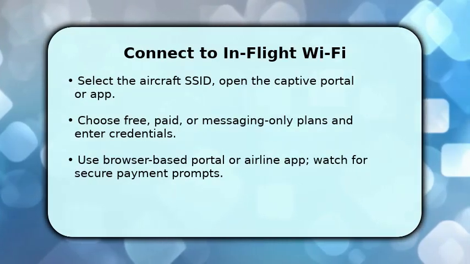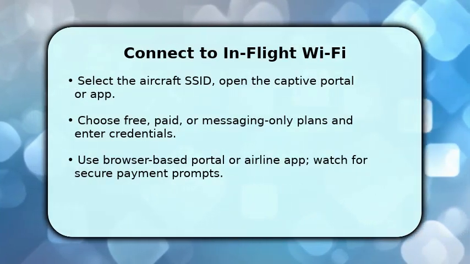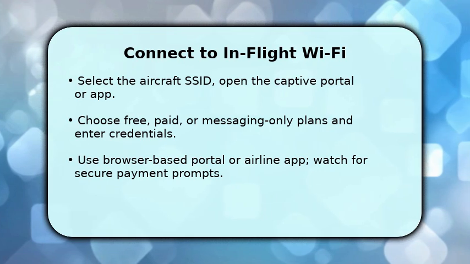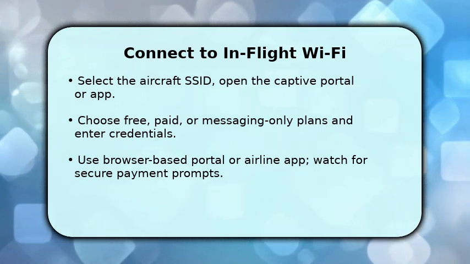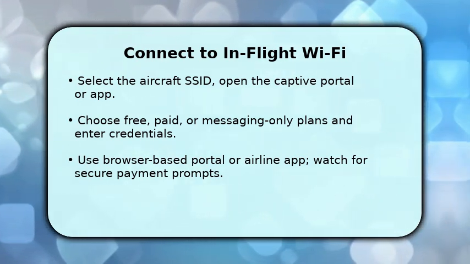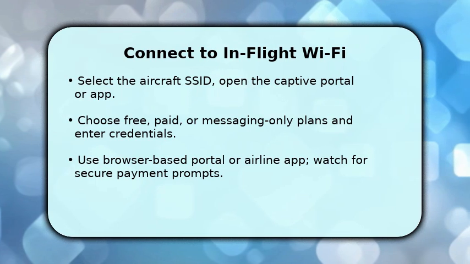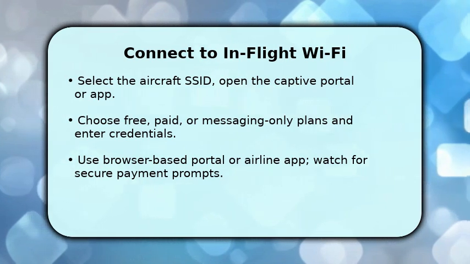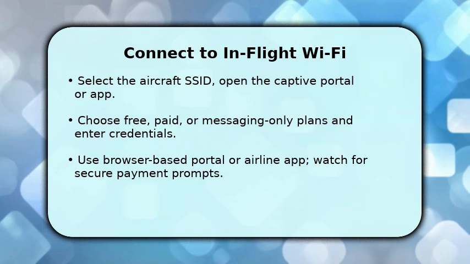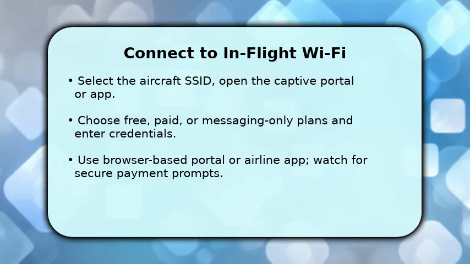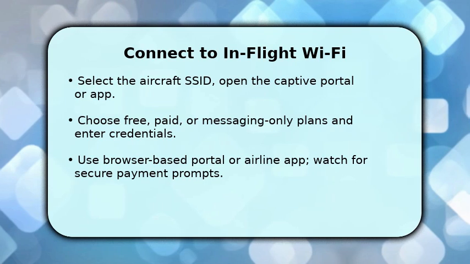Next, find the aircraft SSID and join it. Your device will usually present a captive portal automatically. Once connected, open the portal or the airline's Wi-Fi app to pick a plan. Many planes offer free messaging, hourly passes, or full internet sessions. Enter payment details only on secure prompts and verify the domain matches the airline.